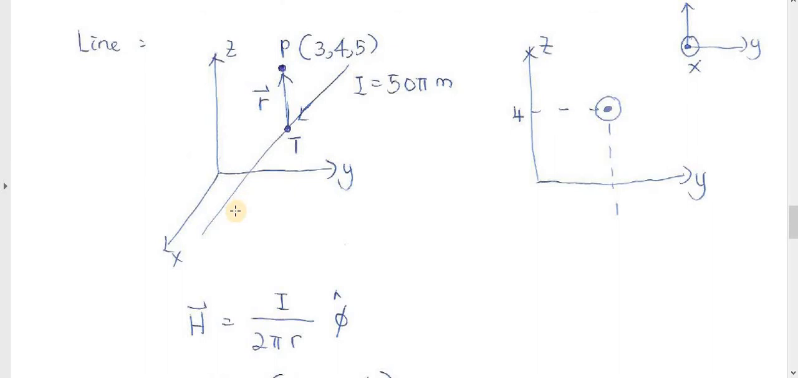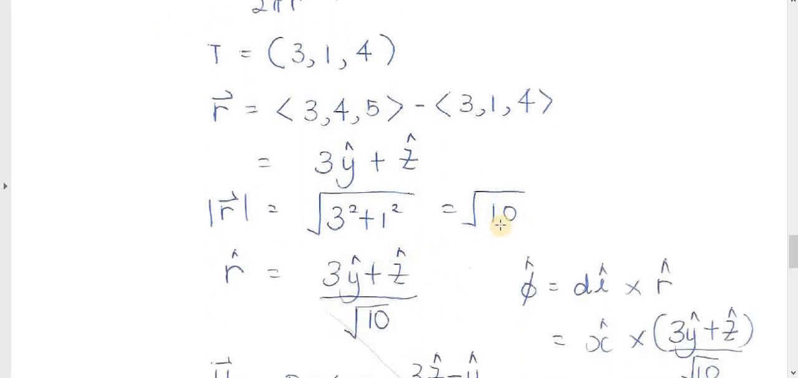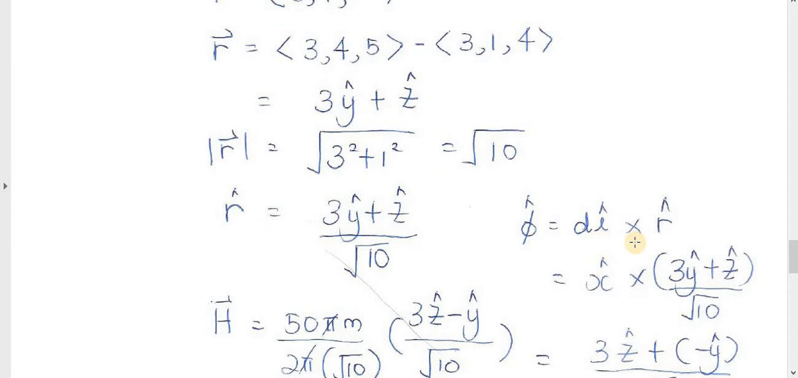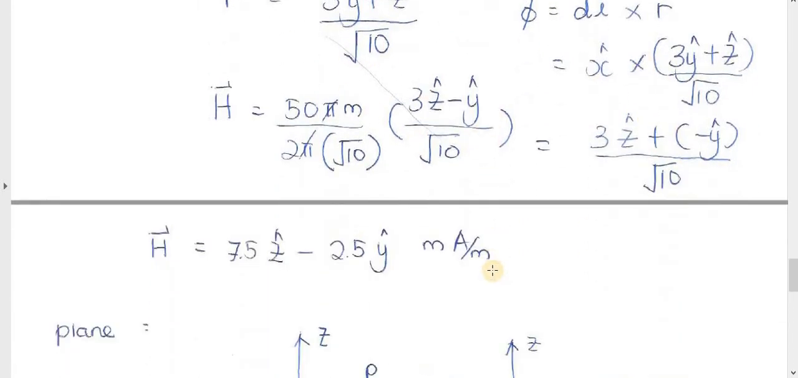Point T will have coordinate y equal to 1 and coordinate z equal to 4. As for the coordinate x, it will follow the coordinate x of the observation point. So the point T is (3, 1, 4). The vector r will be the observation point minus the point T, so you will get this one, and this is the magnitude, and this is the unit vector r. As for the phi direction, it is dl cross the unit vector r. The current flows in the positive x direction, so I will get this one, and I replace it into the equations, and finally I will get this one as my answer. This is the magnetic field contributed by the line.